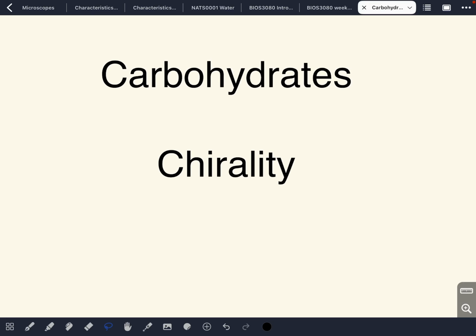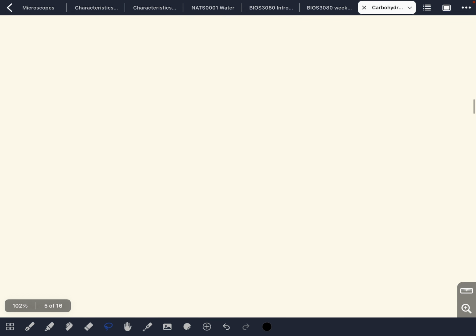Hello, everybody. When we are talking about carbohydrates, one of the very defining features of carbohydrates is that they can have chirality, or they usually have chirality, which makes them quite interesting molecules. So, what does chirality actually mean?